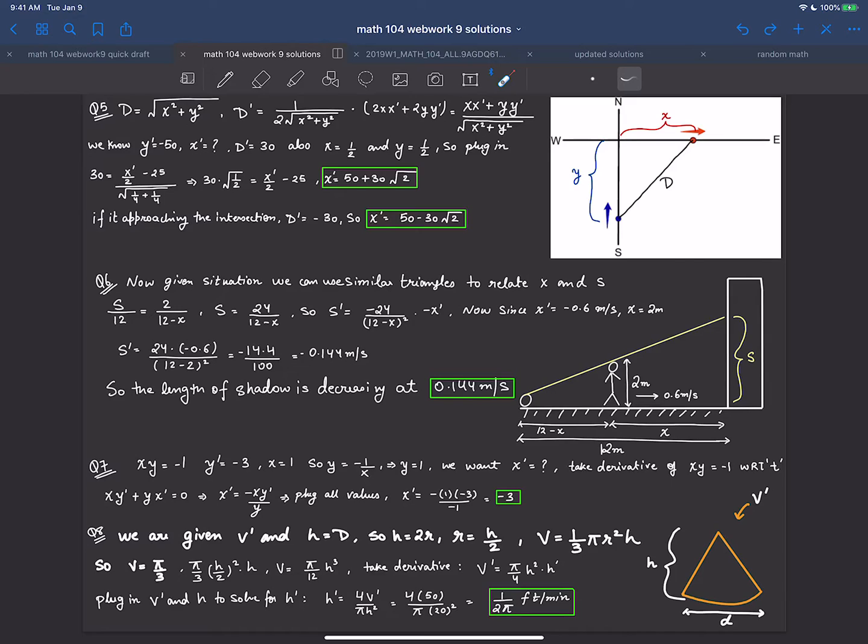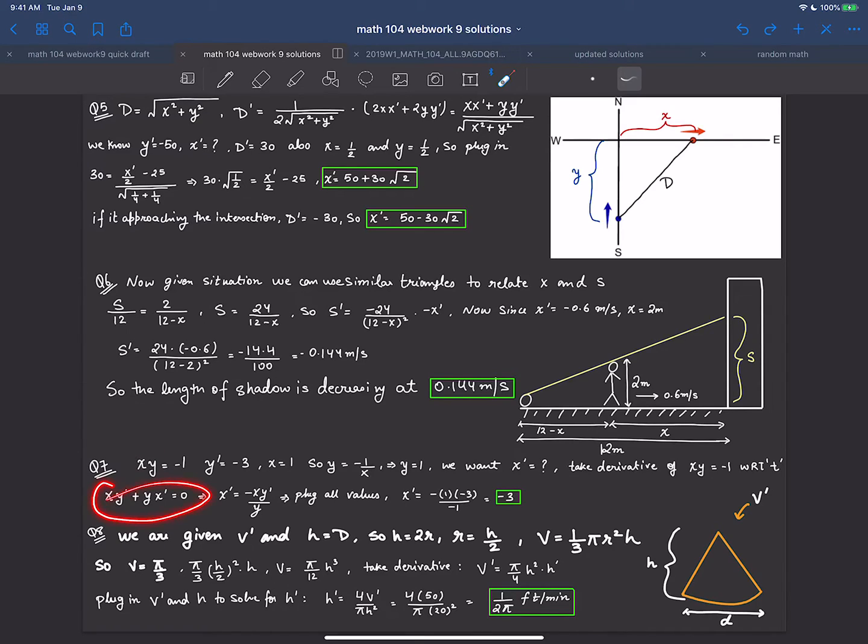Now let's talk about question 7. Super easy problem. Nothing crazy here. You have a relationship between x and y, where xy is just minus 1. They've given you what the y prime is. They've given you what the x is. And they want you to find x prime. So now let's try to take this. We're already given the relationship. The first step is already done for us.